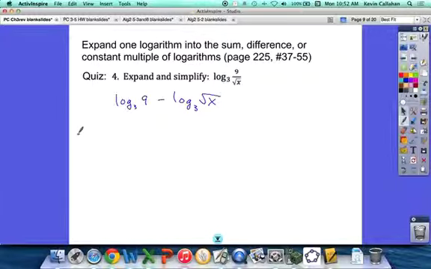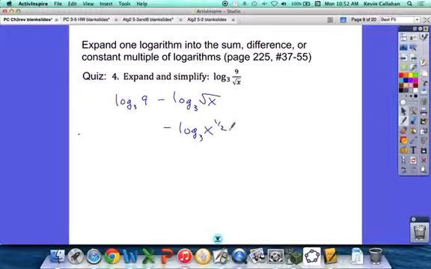Okay, that is not done. There's way more to do there, right? What do I do with the square root? That's going to be a log base 3 of x to the 1/2, right? And the 1/2 will move in front as a coefficient.